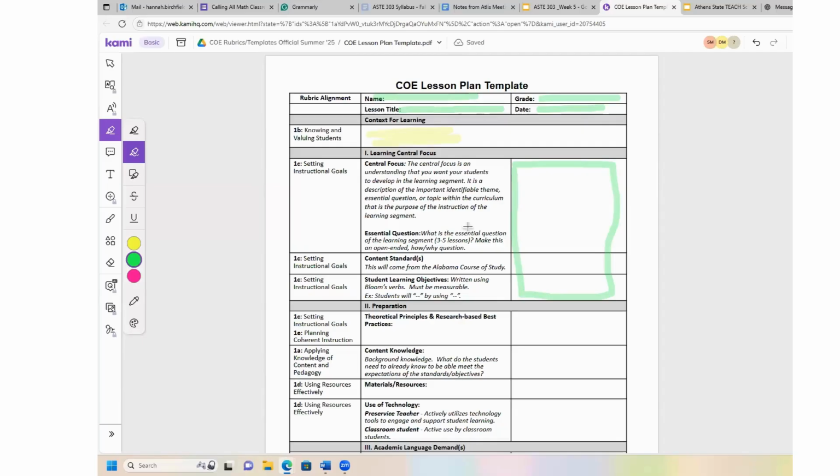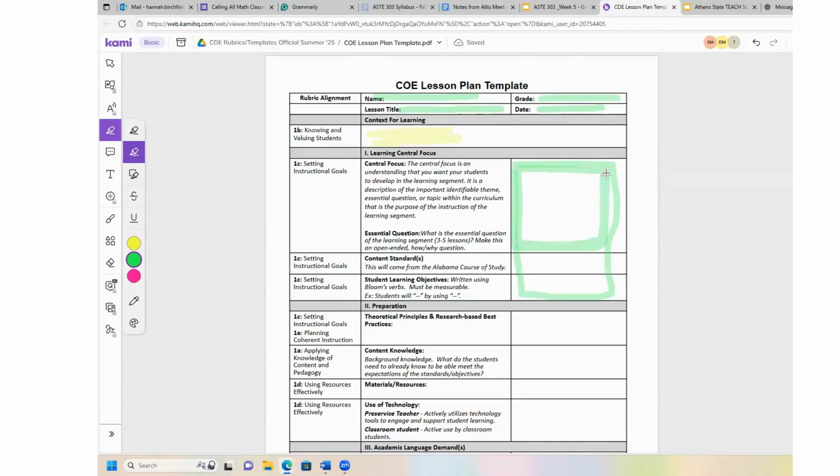Think about when I taught the demo lesson. What was the central focus? What would be the essential question that you're asking? I can't tell you what to put here because I'm trying to see what you will put in your own words. So I can't tell you exactly what to put.